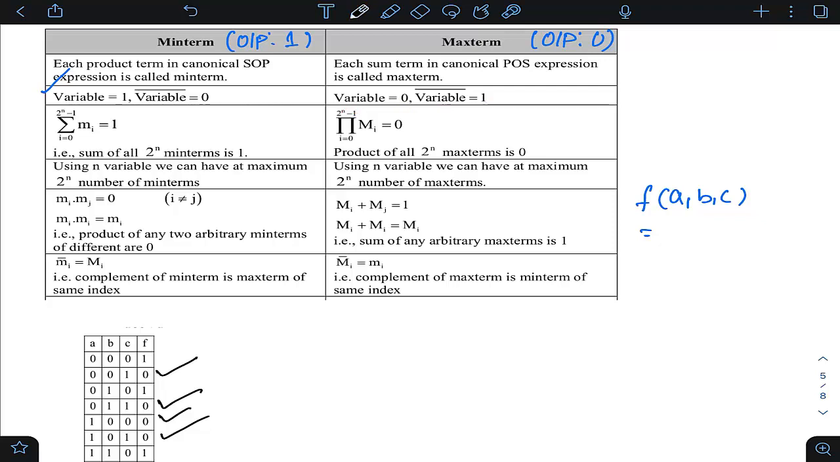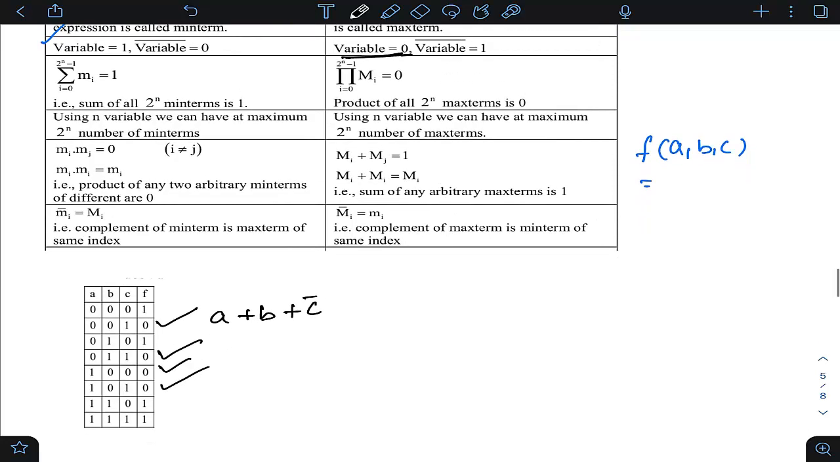So here A is 0, so I should be writing A, because 0 is the variable. So A plus B is 0, so B, and C is 1, and 1 means variable complement. It is A plus B plus C bar. And here it is A plus B bar plus C bar, because B, C values are 1, 1. In the next row, A is 1, so A is 1 means A bar. B, C are 0, 0, so B plus C. In the next row, A is 1, C is 1, so A bar plus B plus C bar.